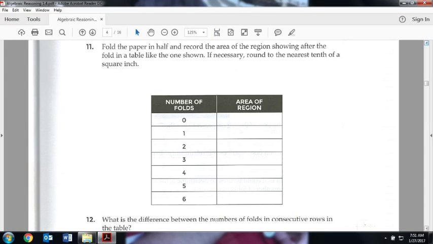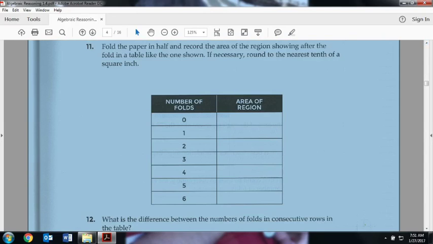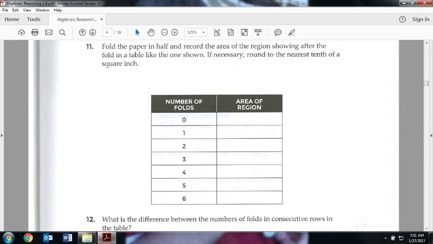For number 11, it says fold the paper in half and record the area of the region showing in the table below. If necessary, round to the nearest tenth of a square inch. We're not going to measure it. Let's say it is 512 square inches. I know that seems like a lot, way too big for a sheet of paper, but the math comes out easy this way.